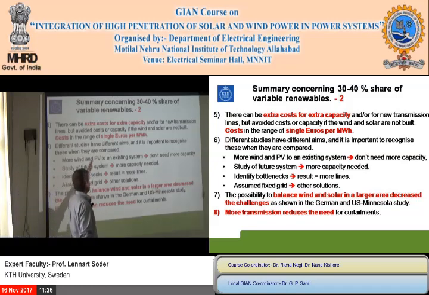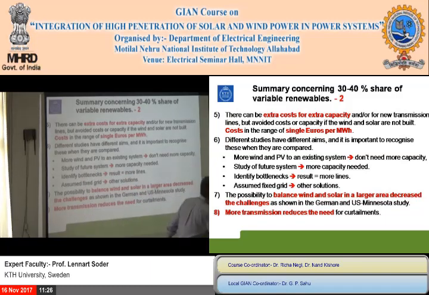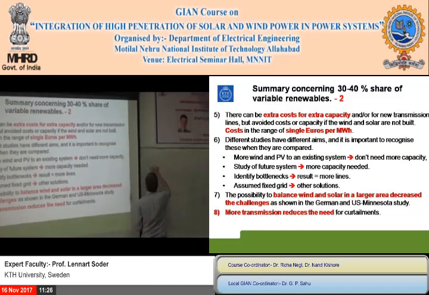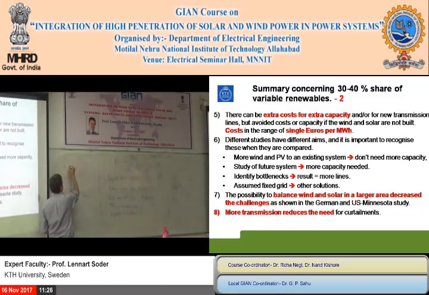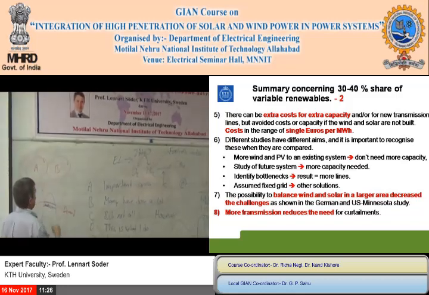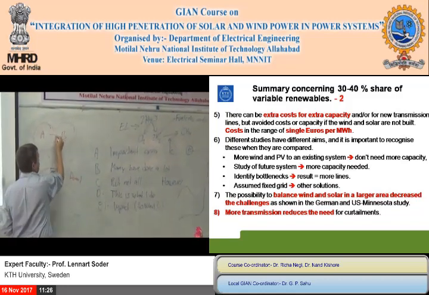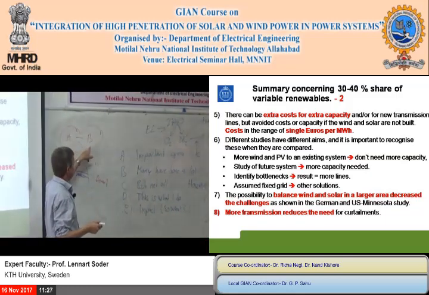These are obvious things. The possibility to balance wind and solar power in a large area decreases the challenge, as shown. I mean, yes, if you balance wind power and solar power in a very large area. Ireland, it was the question I showed you earlier. This is more complicated, so they can join, because sometimes the wind is going up there or down there.